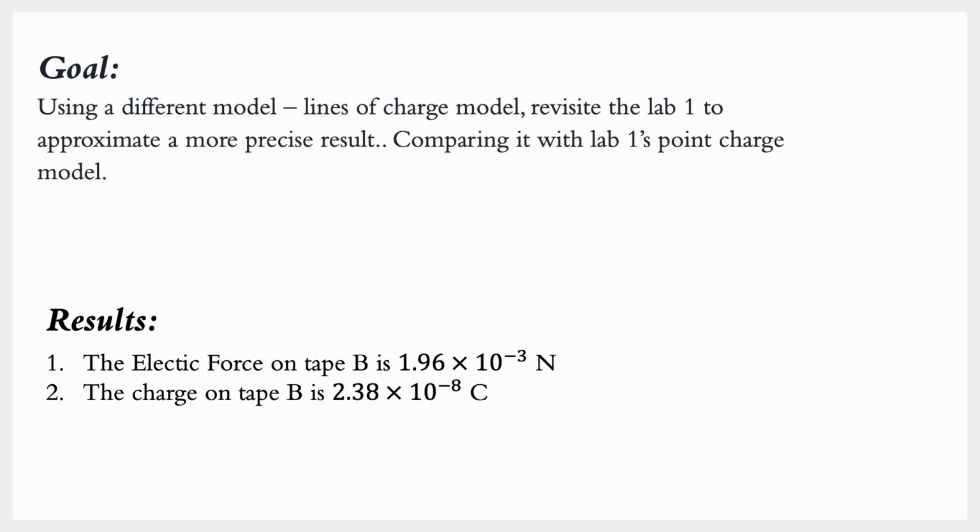The goal of the lab is to use a different model, the lines of charge model, to revisit Lab 1 and approximate a more precise result, comparing it with Lab 1's point charge model. The results I found are that the electric force on tape B is 1.69 times 10 to the negative 3 newtons. The charge on tape B is 2.38 times 10 to the negative 8 coulombs.